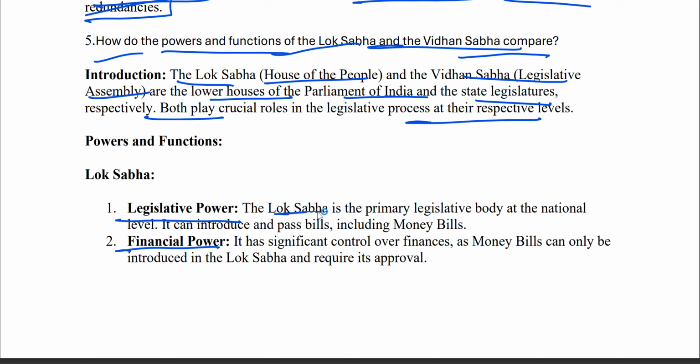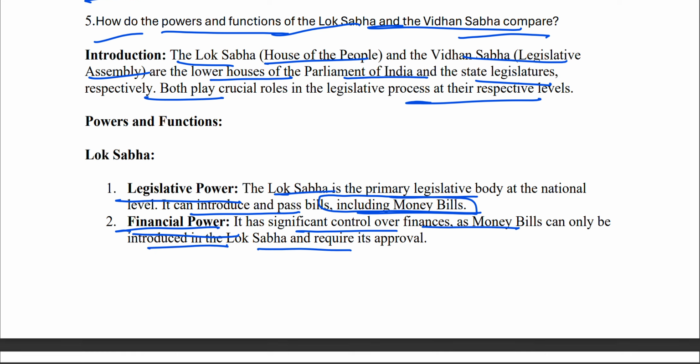Legislative power. The Lok Sabha is the primary legislative body at the national level and can introduce and pass bills, including money bills. Financial power. It has significant control over the finances, as money bills can be introduced in Lok Sabha and require its approval.